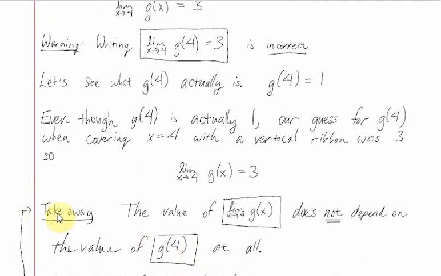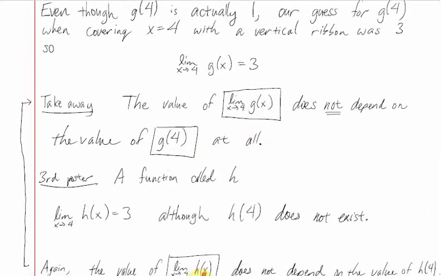The takeaway message, the key thing to think about here, is that the value of the limit of g of x as x approaches 4 did not depend at all on the actual value of g of 4. That's why there was a ribbon hiding, and we could answer the question even when the ribbon was in place. On the third poster, there was a third function.